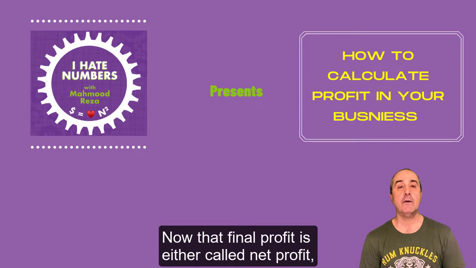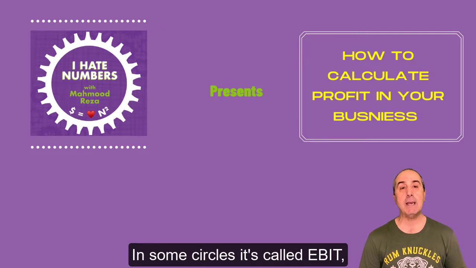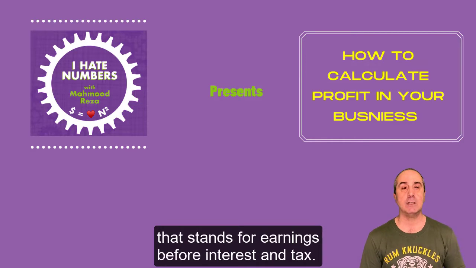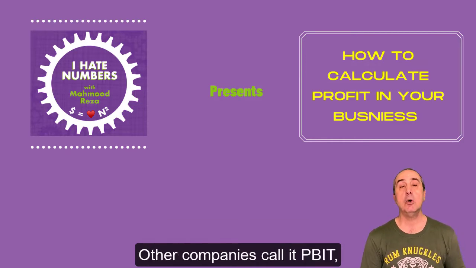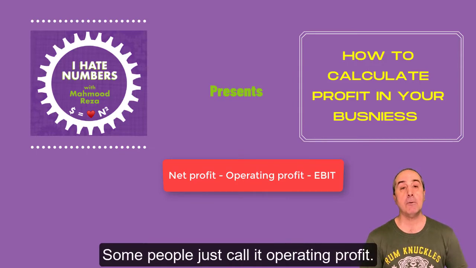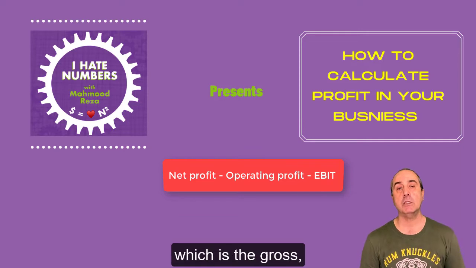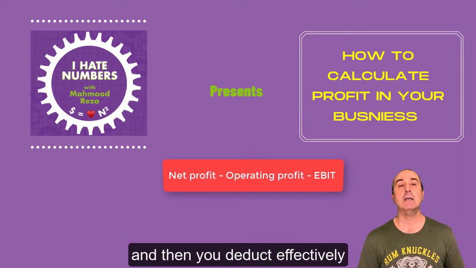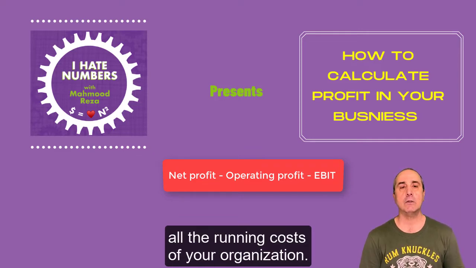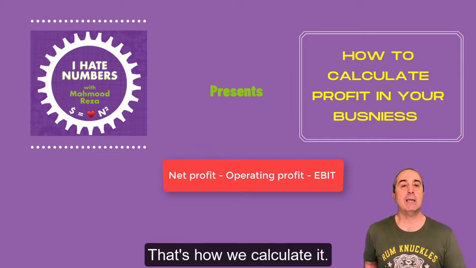Now that final profit is either called net profit, and that's perfectly acceptable. In some circles, it's called EBIT, which is a really weird acronym that stands for earnings before interest and tax. Other companies call it PBIT, profits before interest and tax. Some people just call it operating profit. In your mind, think about your first group of profit, which is the gross, and then you deduct effectively all the running costs of your organisation. So that's what profit is. That's how we calculate it.